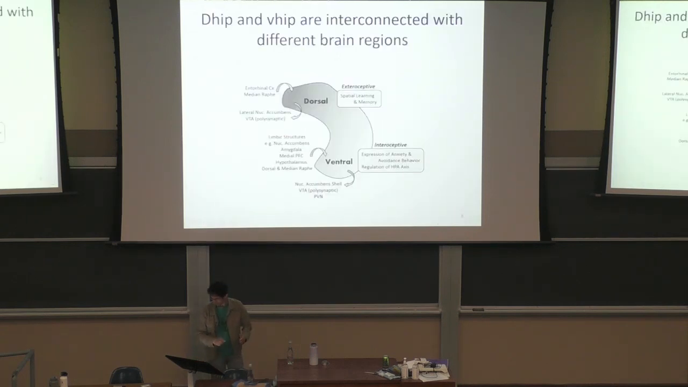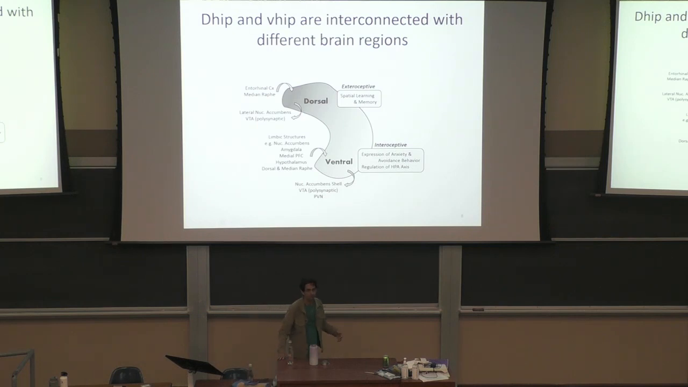And here we have another slide showing the same thing, that they're interconnected to different brain regions. So overall it suggests that the dorsal hippocampus, again, is more involved with spatial learning and memory, which is what we talked about in the last 4 classes. And the ventral hippocampus might be more involved with the expression of anxiety and avoidance and the regulation of the hypothalamic pituitary adrenal axis. We don't need to remember the name, but this is basically the set of structures that controls the release of stress hormones in the blood.